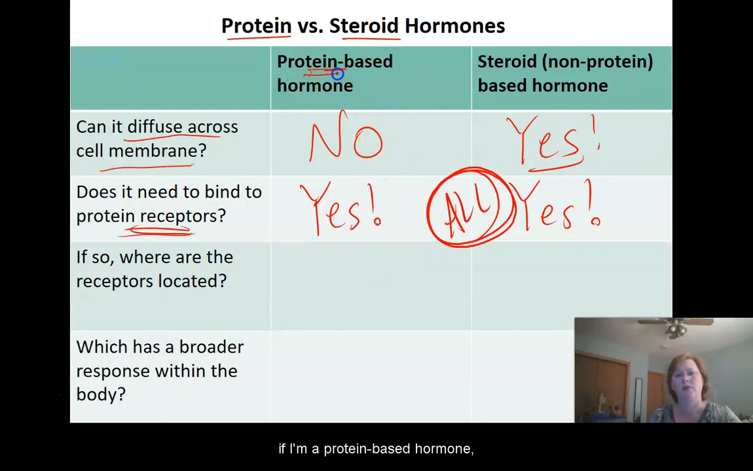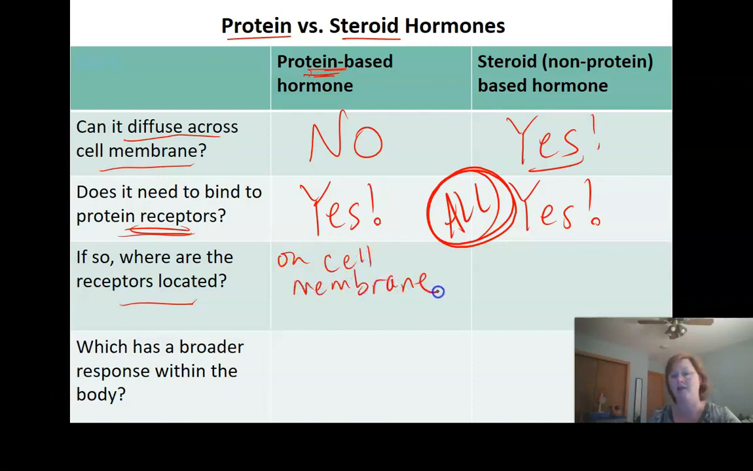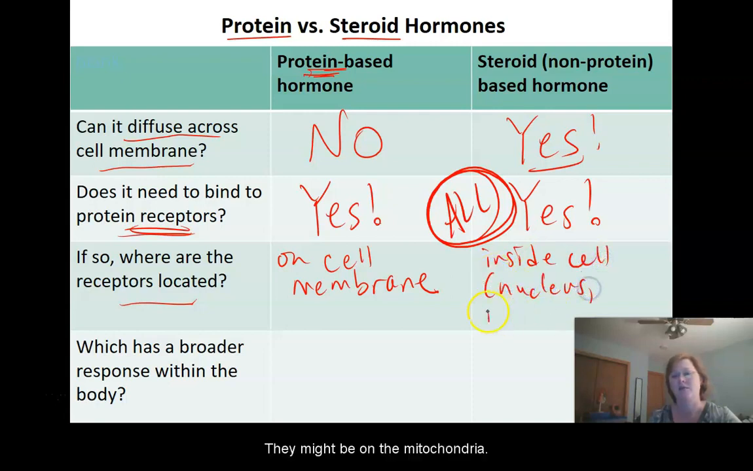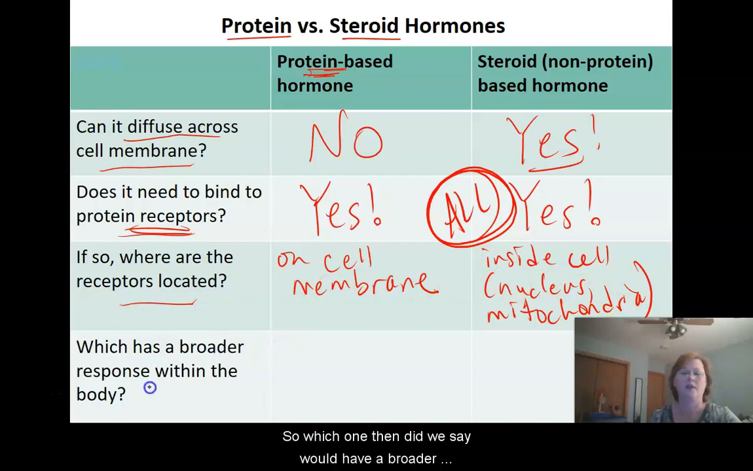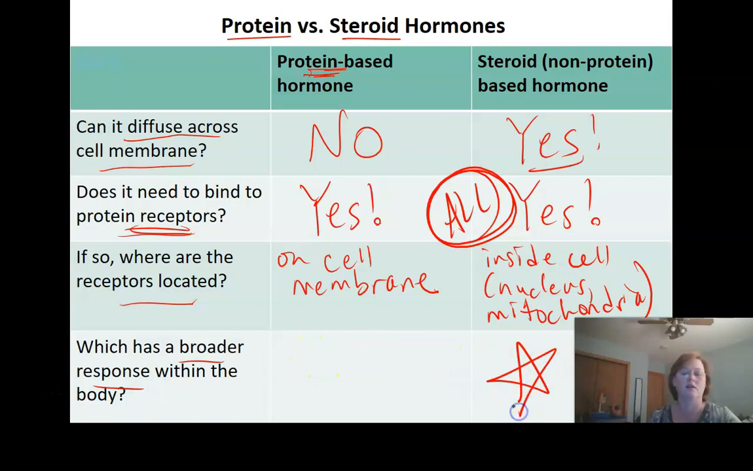So if I'm a protein-based hormone, where are my receptors located? They're going to have to be on the cell membrane or on the outside of the cell. Whereas steroid-based hormone receptors can be inside the cell. So they might be in the nucleus, they might be on the mitochondria, they might be in the cytoplasm. So which one then did we say would have a broader response in the body? The one that can diffuse into all of the cells.